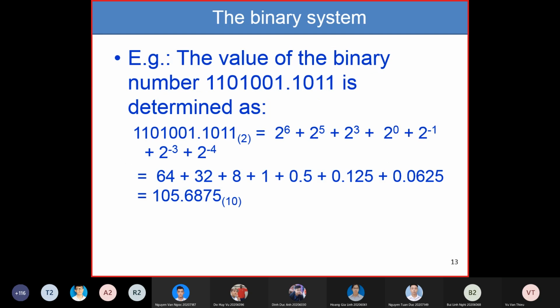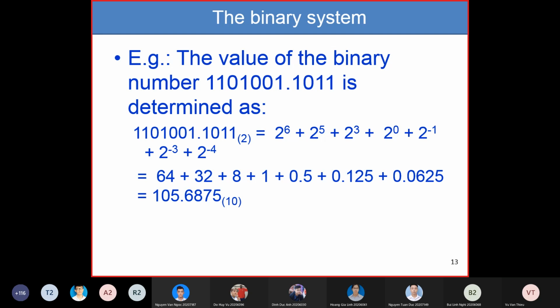Example. Given the number in the binary system 1101001.1011, how do we determine the value of this number? First of all, we need to index the digits in the number.